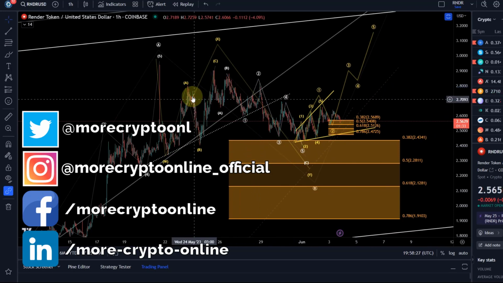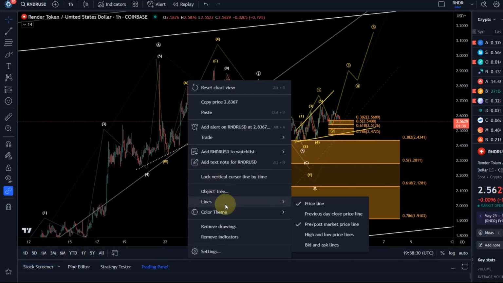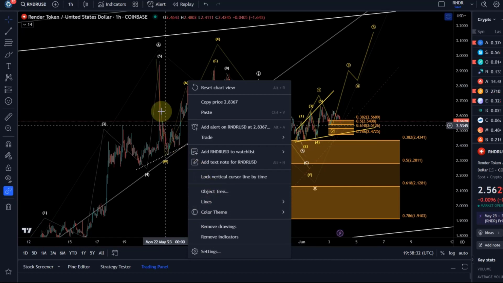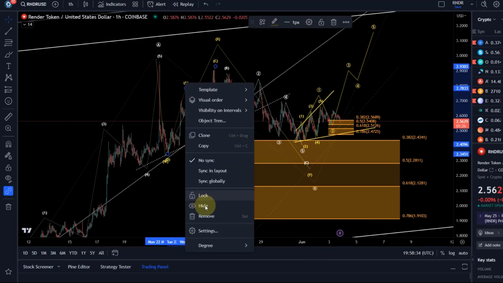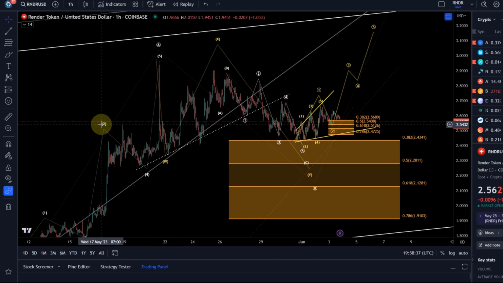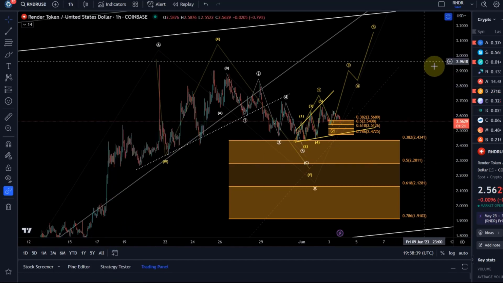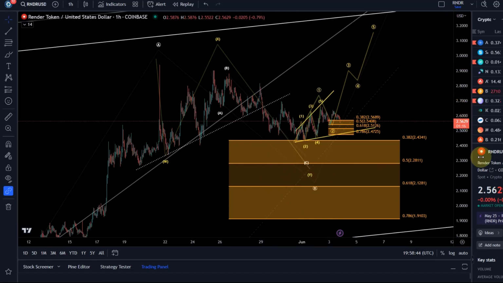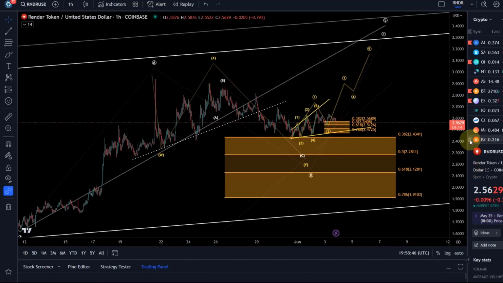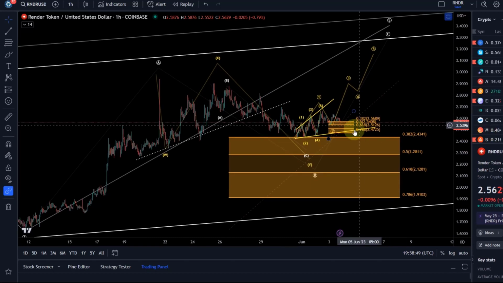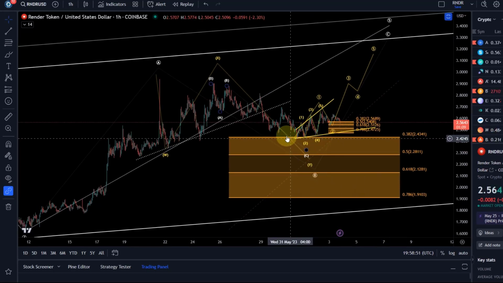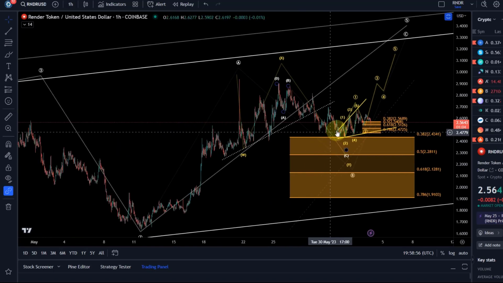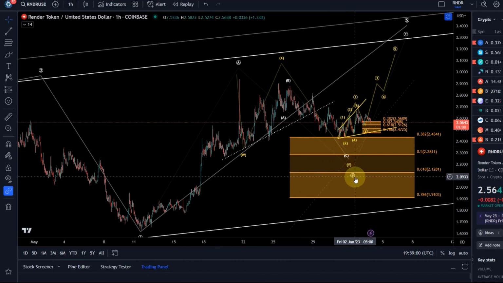So what I have to do with Render, I'd like to take out some of these subwaves, at least hide them, because they do get quite in the way now. We've talked about these subwave structures anyway. So the idea is still that we are coming down in this sort of wave 2 correction. We hit the support area, we hit the 38.2 fib level here. I did add in the last video this 38.2 fib level just to show that price reacted to one of the fib levels that are relevant for this B wave down.